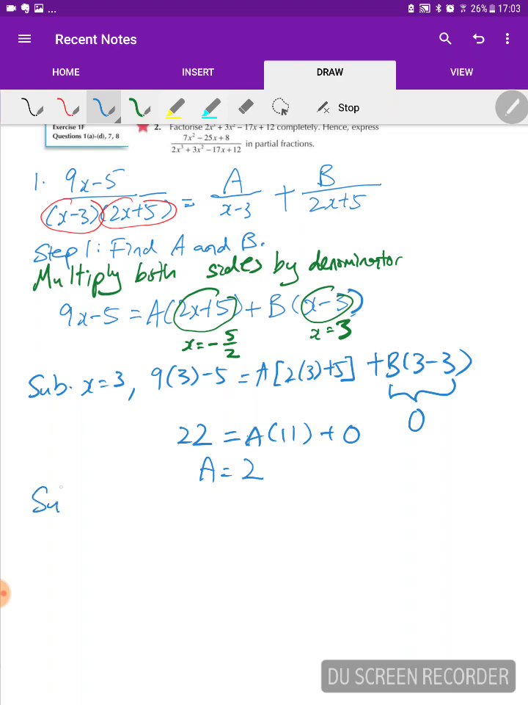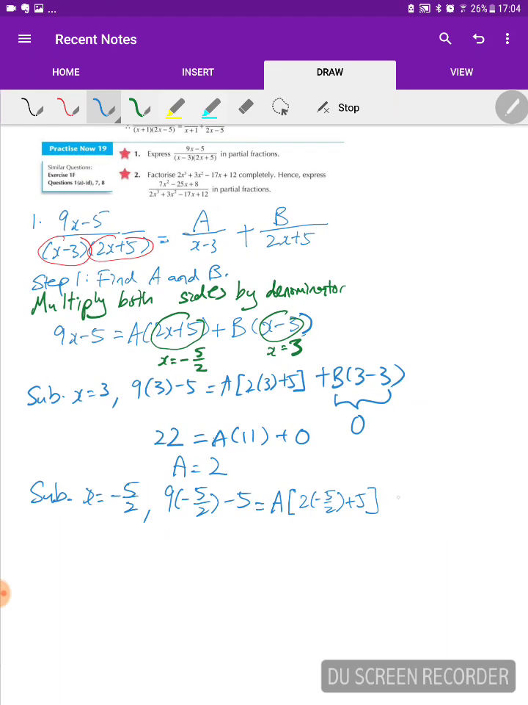Then next you substitute x equals negative 5 over 2. So 9 times negative 5 over 2 minus 5 equals A times 0, because of course you know that the A term will give you 0. Actually, if you don't want to write it, also can. So plus B times (negative 5 over 2 minus 3).